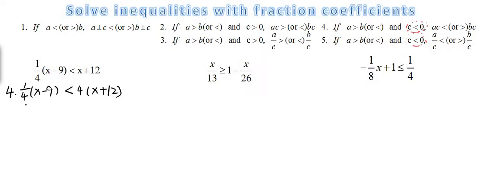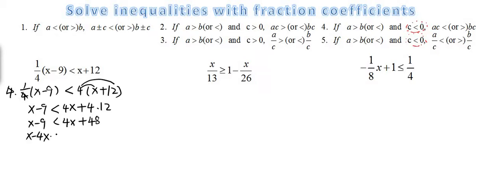Now we can cancel out the 4, and the left hand side is x minus 9, and for the right hand side we have 4 times x, 4 times 12, and we can simplify it: 4x plus 48. Since we have a 4x term on the right hand side, we want to remove all the x terms from the right hand side, so we subtract 4x from both sides.